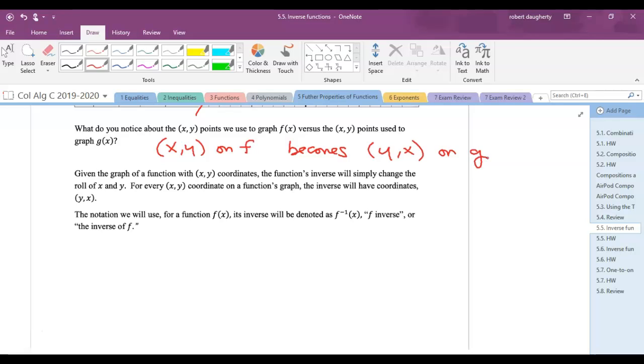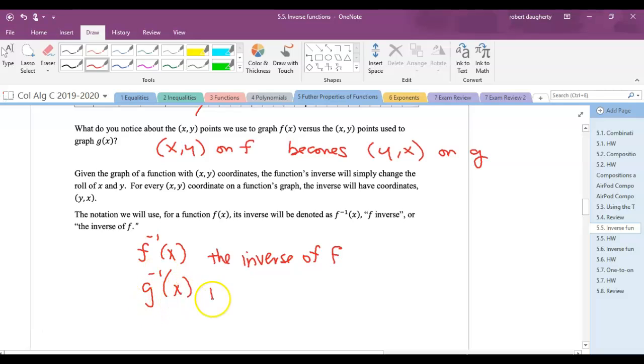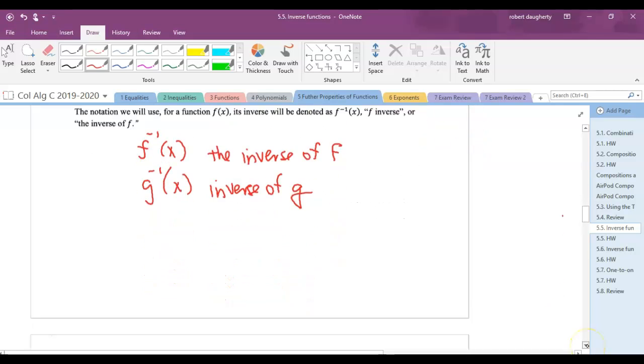Now the notation we're going to use for an inverse is this f^-1. This is not a negative exponent. We read f^-1 of x as the inverse of f. And likewise, g^-1 means the inverse of g. When you see that -1 exponent, it doesn't mean negative exponents. Math is famous for using the same thing, and it means different things at different times. Just like a language, context is key.